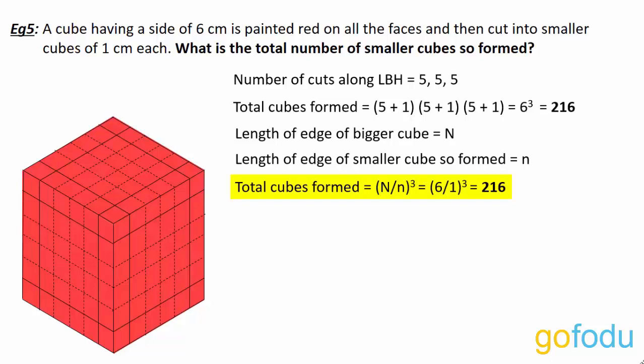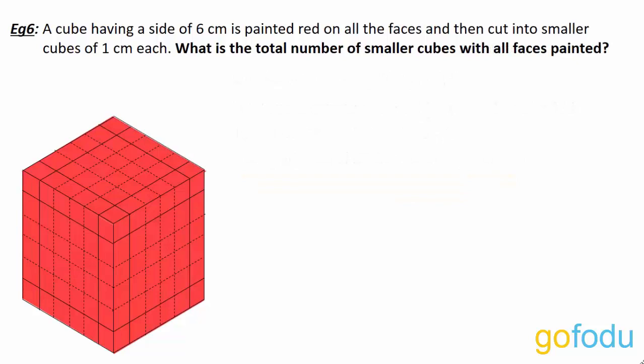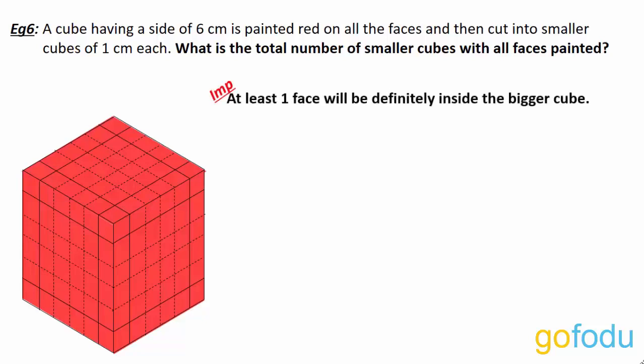Let's look at the next question. What is the total number of smaller cubes with all faces painted? Here, only the outer surface of the cube is painted. So for every small cube, there will be at least one face which will be inside the bigger cube and it will remain unpainted. Therefore, the total number of smaller cubes with all faces painted will be 0. There will be no such cube.